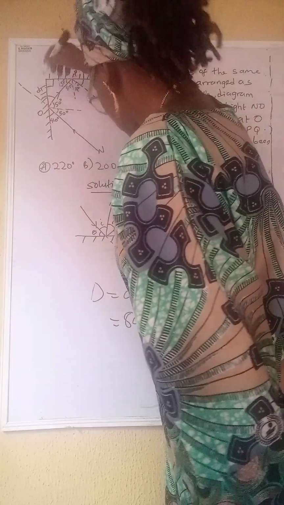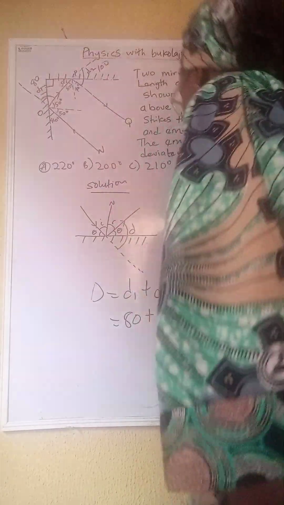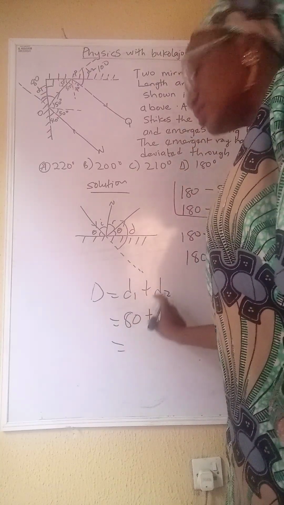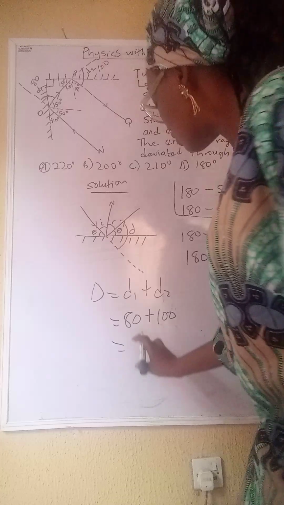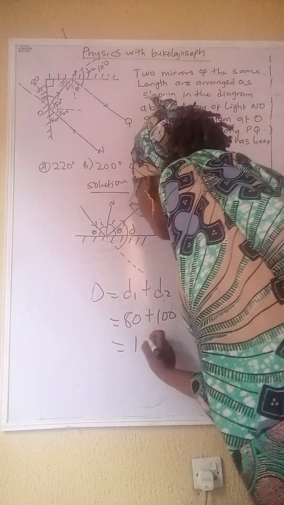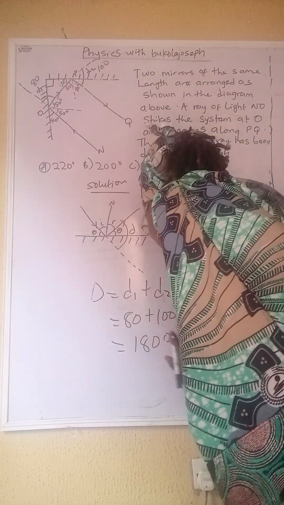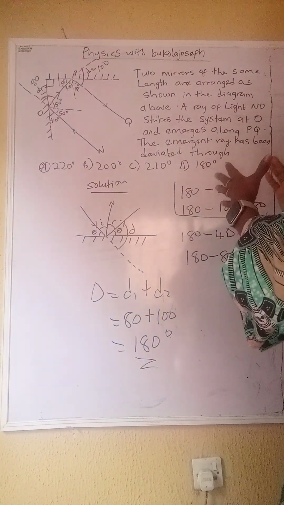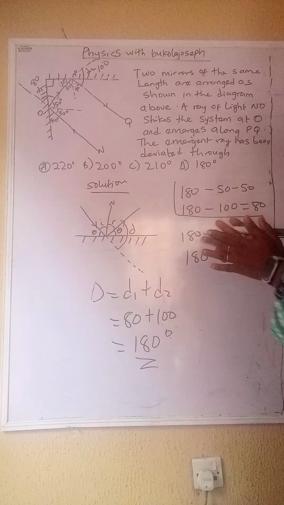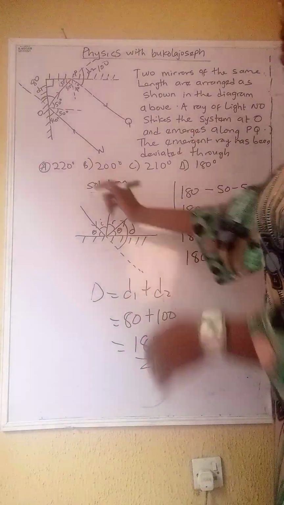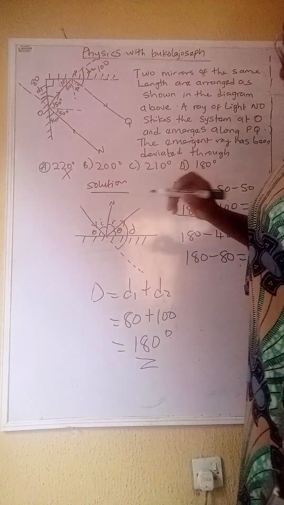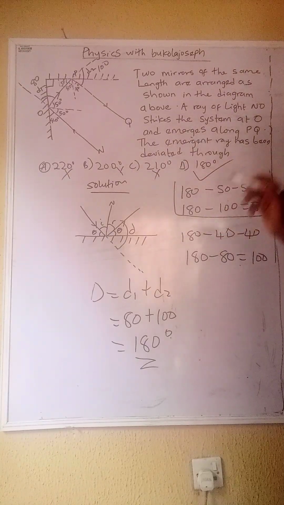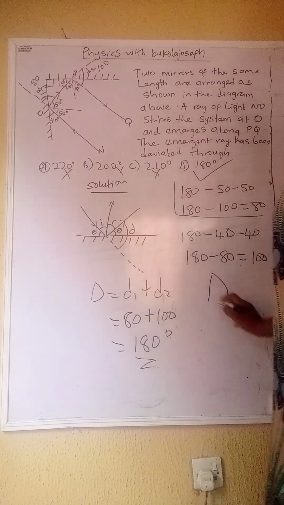Our D1 is 80 and D2 is 100. So 80 plus 100 gives us 180 degrees. So the emergent ray has been deviated through 180 degrees. It is definitely not 220, it is not 200, it is not 210. It is definitely 180. And so our option is D.